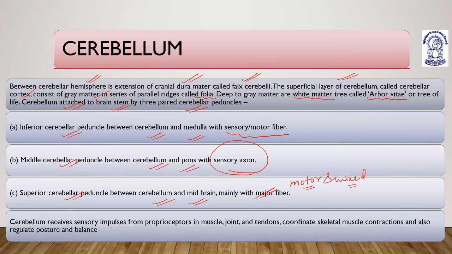Cerebellum receives sensory impulses from proprioceptors in muscles, joints, and tendons. It helps to coordinate skeletal muscle contractions and also helps to regulate posture and balance.